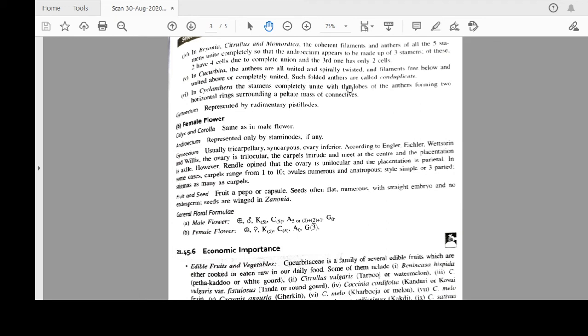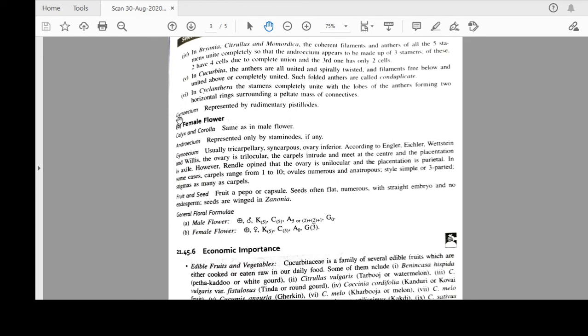Such folded anthers are called conduplicate, when all anthers are united and spirally twisted and filaments free below and united above or completely united. So such folded anthers are called conduplicate anthers. In Cyclanthera, the stamens completely unite with the lobes of the anthers, forming two horizontal rings surrounding a peltate mass of connectives.